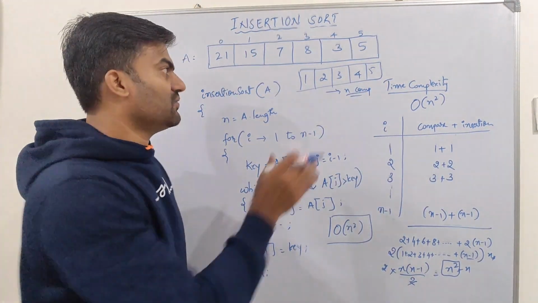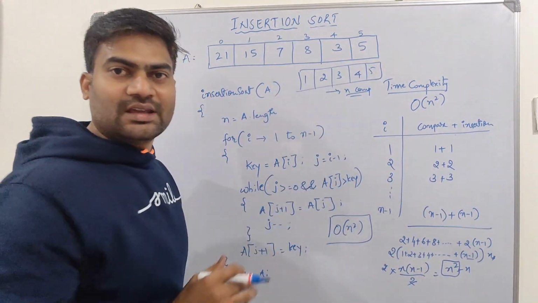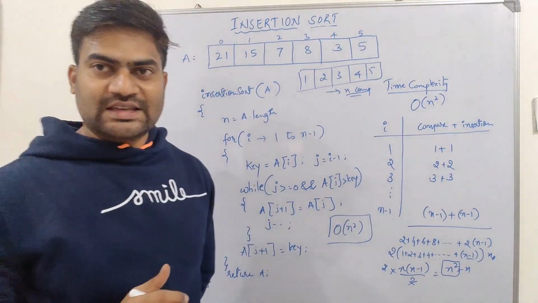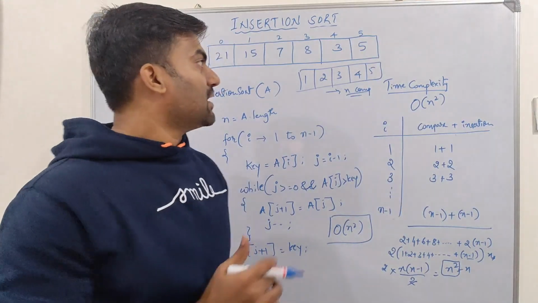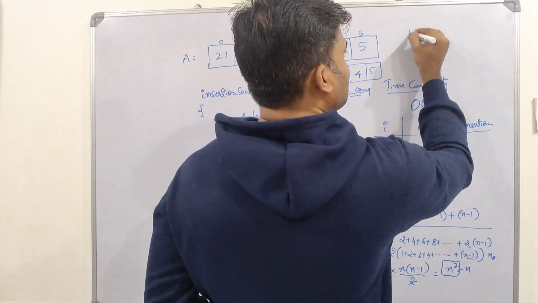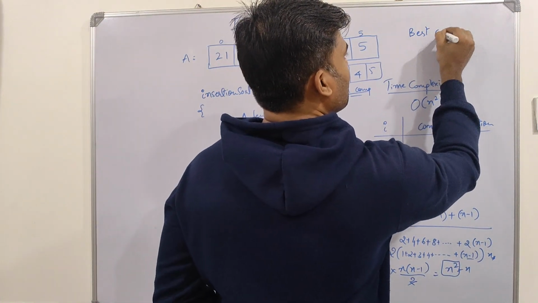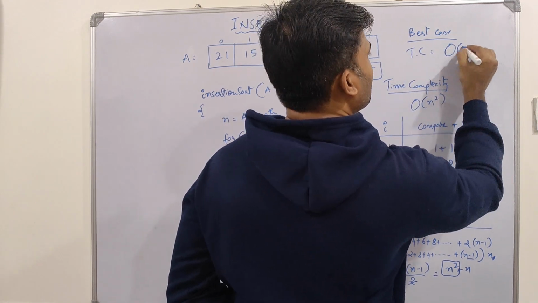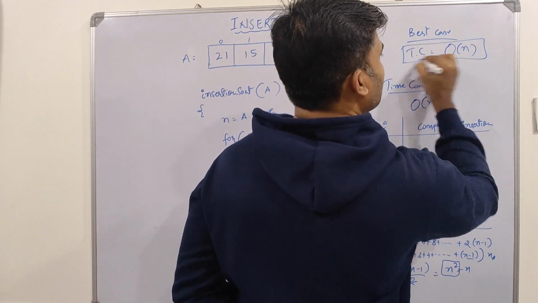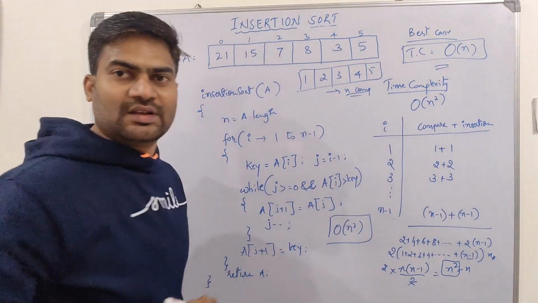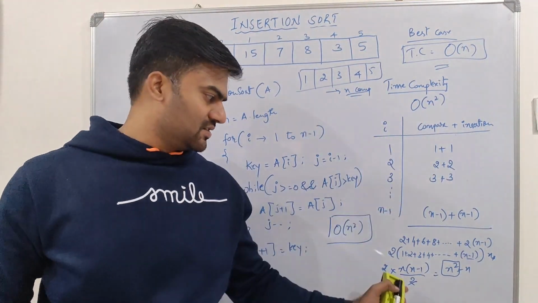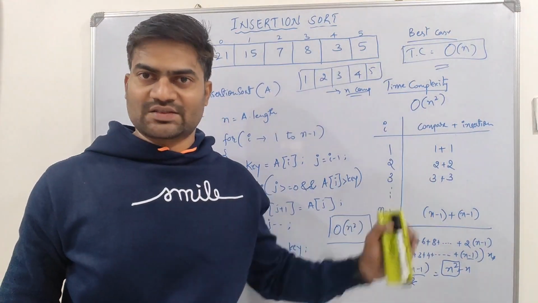No other options if the array is already sorted. So that becomes our best case time complexity. For the best case, our time complexity will be of order n. This is for our best case, but for worst case and average cases, it is of order n square only.